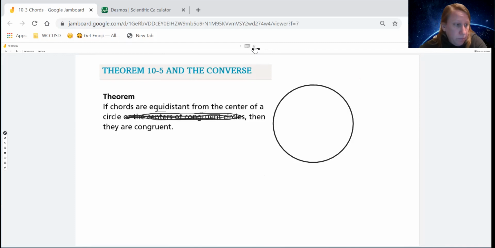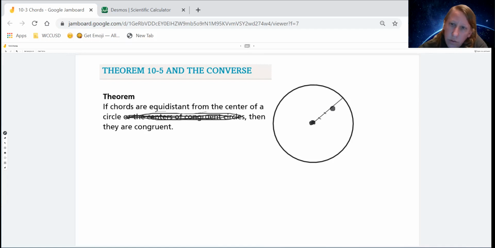Here's another problem. What is if chords, oh, I like this one. If chords are equidistant from the center of a circle, then they are congruent. Okay, this one is, if you've been paying attention, should make sense to you. So I'm gonna start with a radius, and I'm gonna pretend like this circle has a radius of 5.